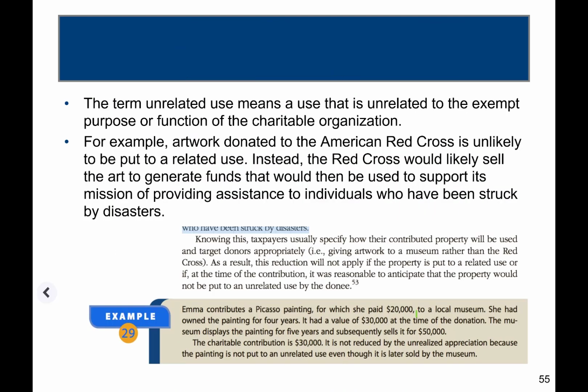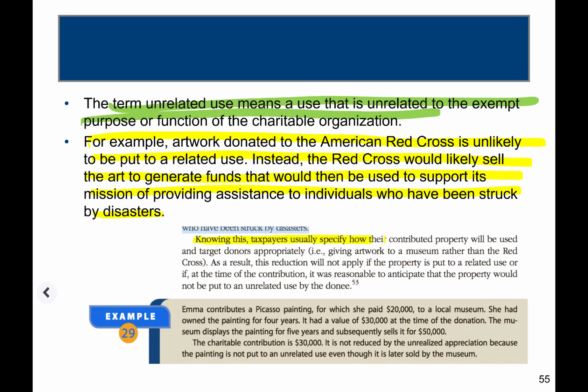Okay? Now when we talk about unrelated use, that's unrelated to the not-for-profit's organization, and I gave the example of an animal shelter. Here they're talking about giving a painting, artwork, to the Red Cross. Well, Red Cross can't really help people affected by disaster, etc. with a painting. You know, hey, stare at this Van Gogh and you'll feel better kind of thing. They're going to sell the painting and then turn around and use those proceeds. Well, the donation would be limited to the basis. You wouldn't be able to take the fair market value for that.